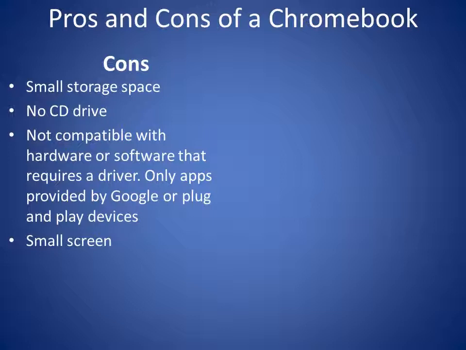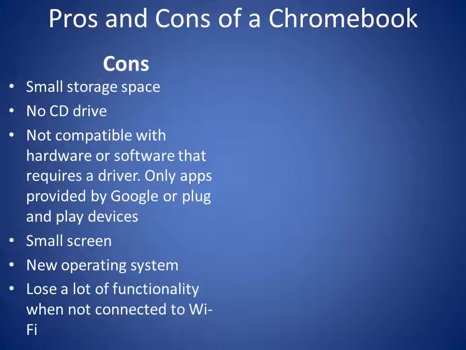The screen is smaller than an average computer, which could make it difficult for those visually impaired, but we're going to talk later about some ways around this to help those students. The operating system is fairly new, but it's pretty user-friendly and easy to navigate and figure out. My biggest con is the fact that the Chromebook loses a lot of functionality when not connected to Wi-Fi. Though many apps and programs have an offline feature, you lose many of the Chromebook's capabilities when you are offline. This is a particular disadvantage to those students who may not have internet access at home.